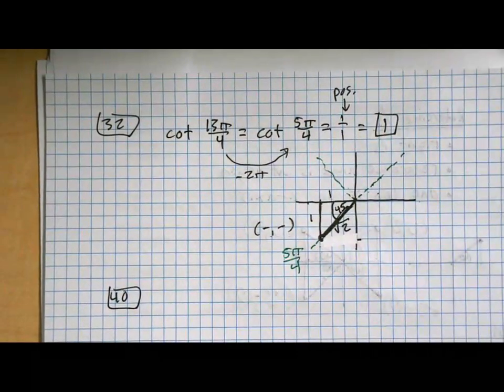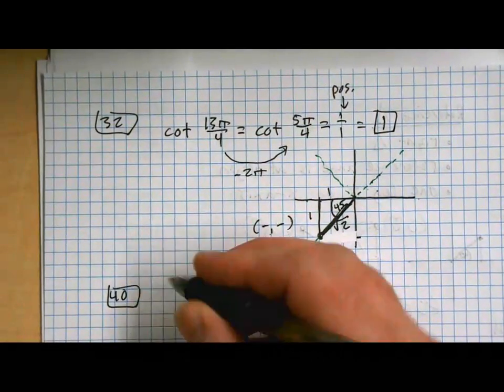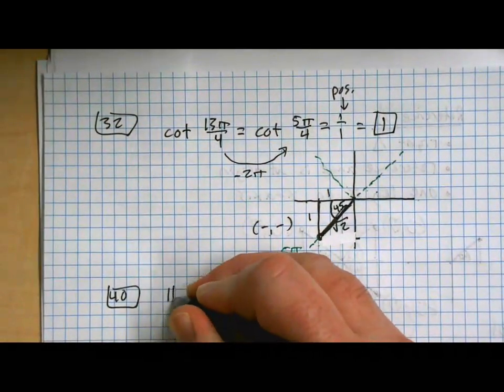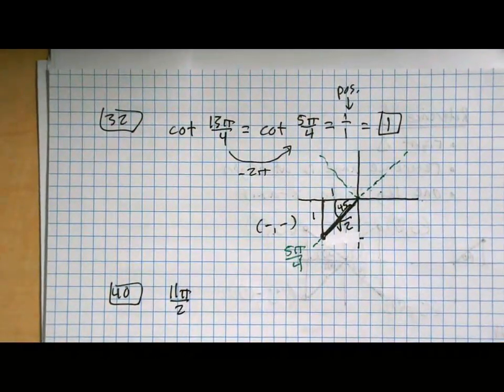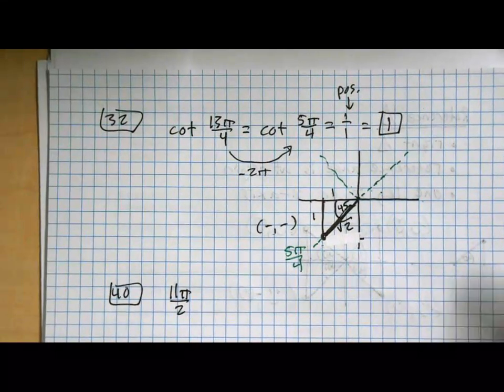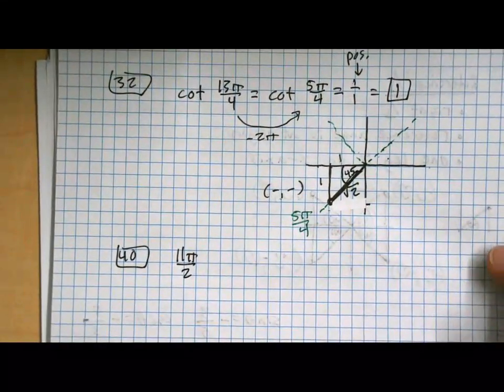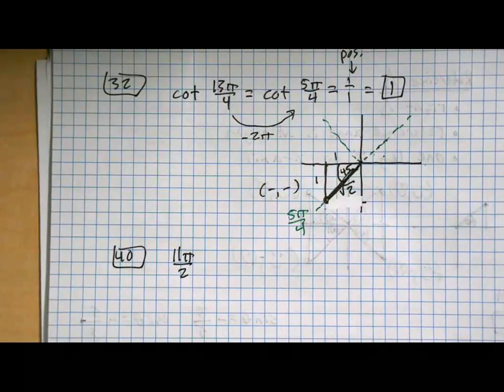Okay, so number 40 asks us to examine the angle 11 pi over 2. Yeah, that's a quadrantal because all of the angles that are something pi over 2 are going to be quadrantals. Don't really like 11 pi over 2 because it's not one of the angles I'm familiar with. So why don't we fix that? Why don't we find the coterminal angle for this?